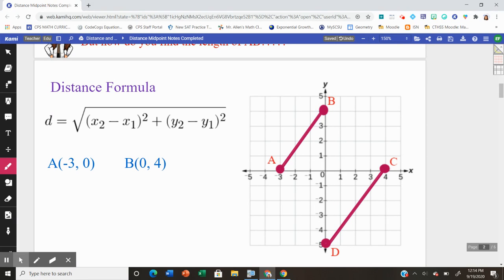So say we take the same segments, same points that we had before. A is still at negative 3 comma 0, B is still at 0 comma 4. And we would use the distance formula, which is written out here. It looks funky, I know. I'll explain it in a second.